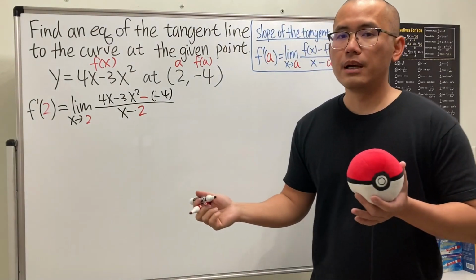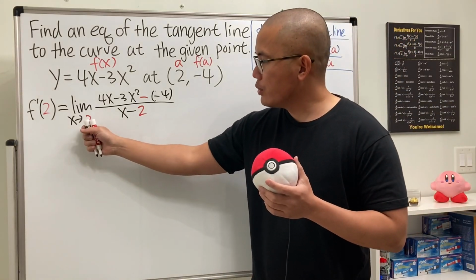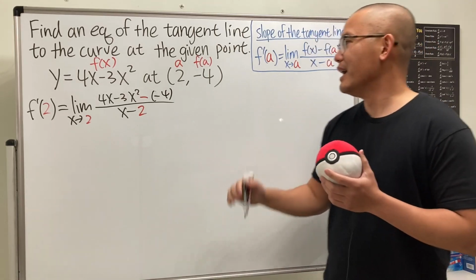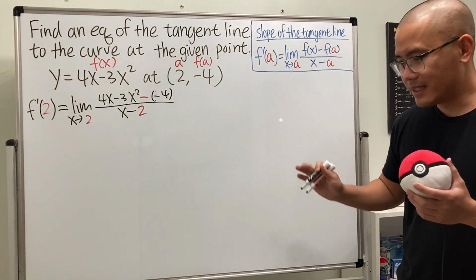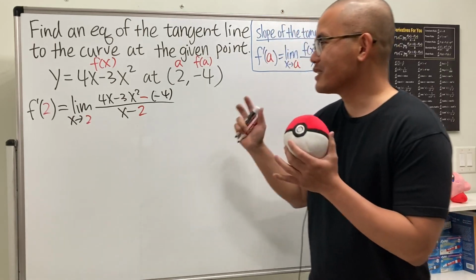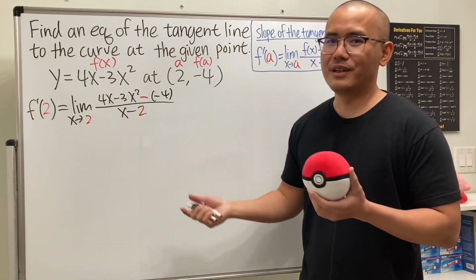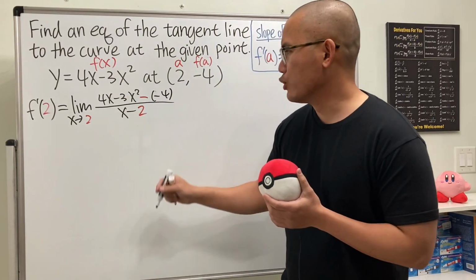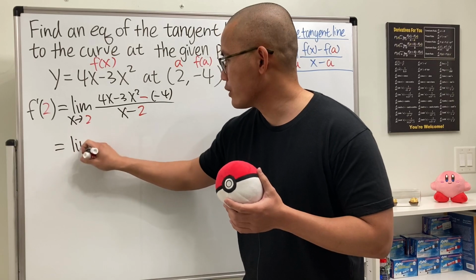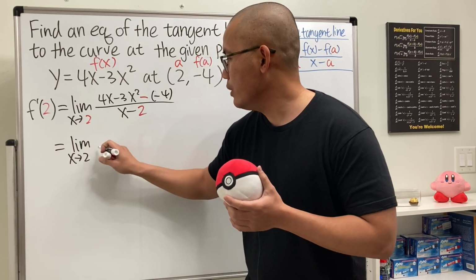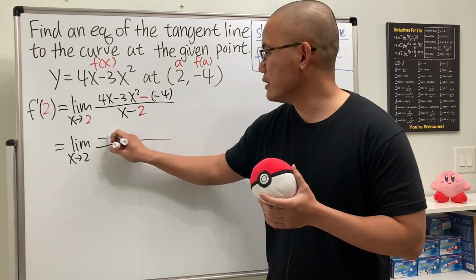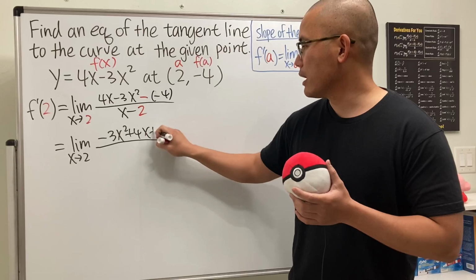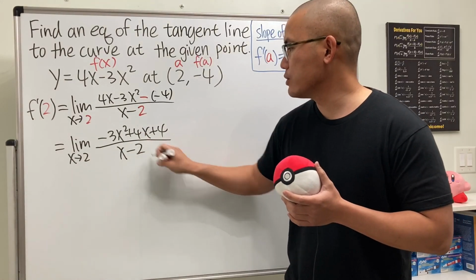So that's the setup. And let me tell you, if you plug in 2 into all the x's, you are guaranteed to get 0 over 0. Because that's how this is set up. You always get 0 over 0 for this. So let's just go ahead and do more work to simplify this and then figure out the limit. Notice that this is a quadratic, so let's rearrange this a little bit. So let's go ahead and write this down one more time. The limit as x approaching 2 of negative 3x squared plus 4x plus 4 over x minus 2.